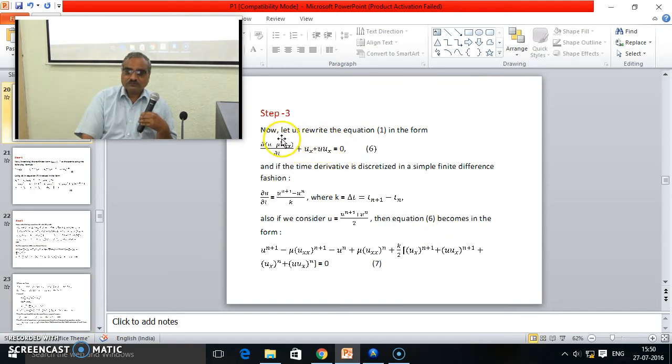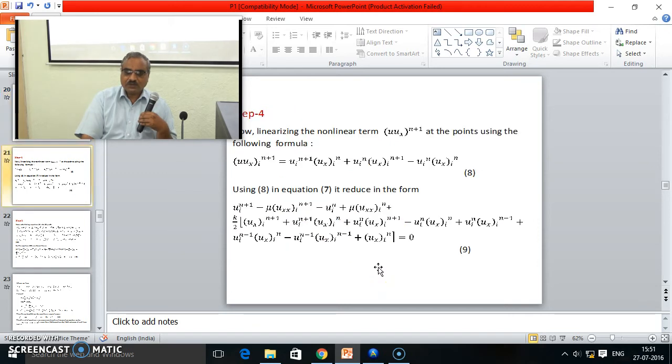Now let us write equation 1 in this form, and if the time derivative is discretized in a simple finite difference fashion, del u over del t equal to (u_i^(n+1) minus u_i^n) upon k, where k equal to t_(n+1) minus t_n. Then equation 6 takes the form which is given in equation 7.